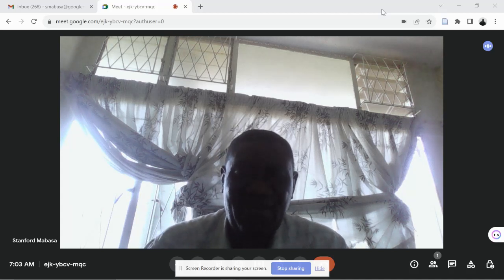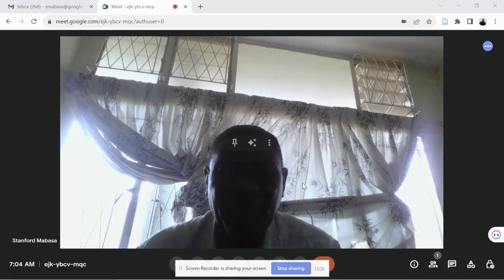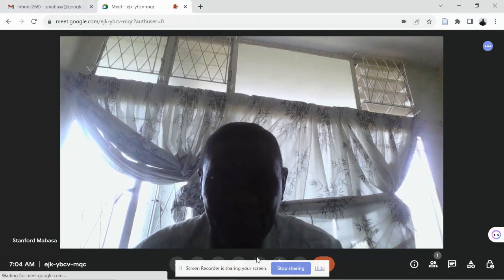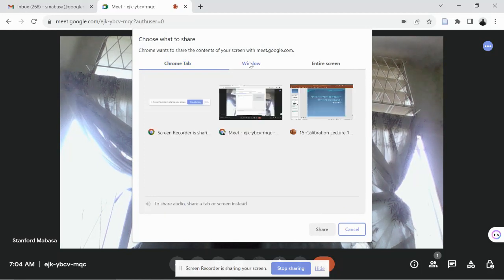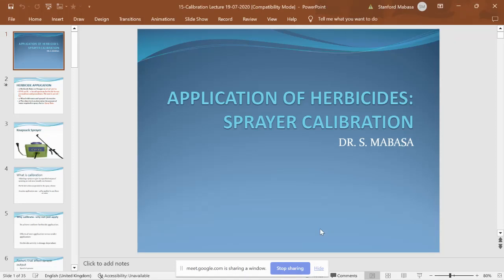So let us discuss or talk about sprayer calibration. So application of herbicides require that the sprayer has to be calibrated.